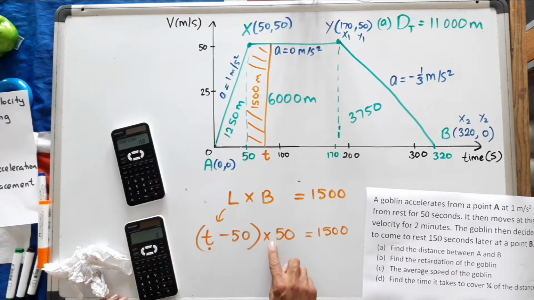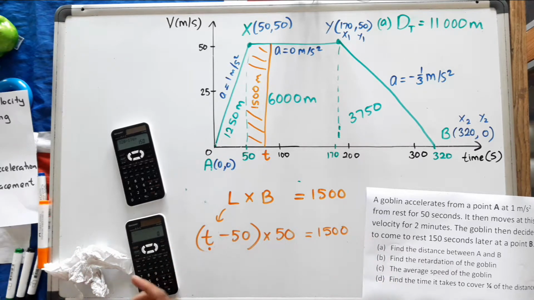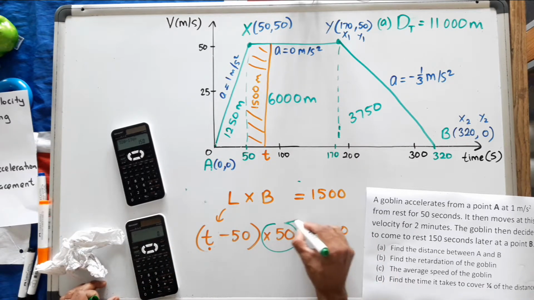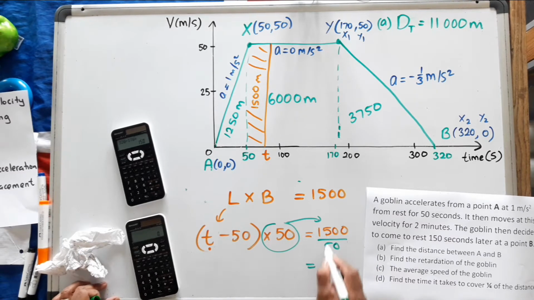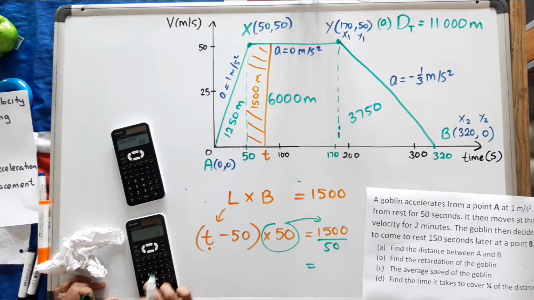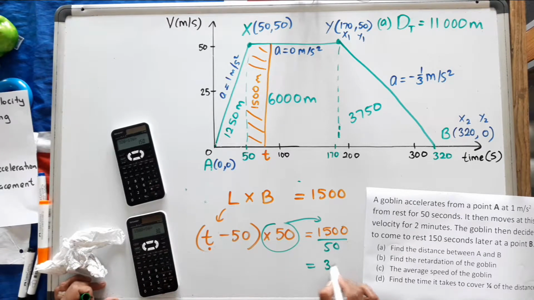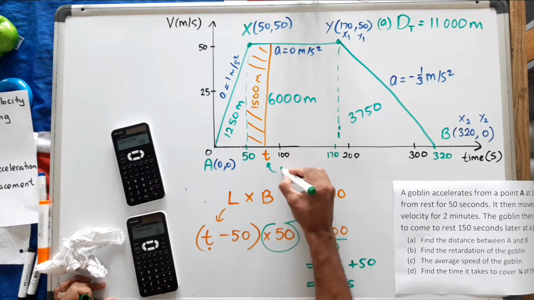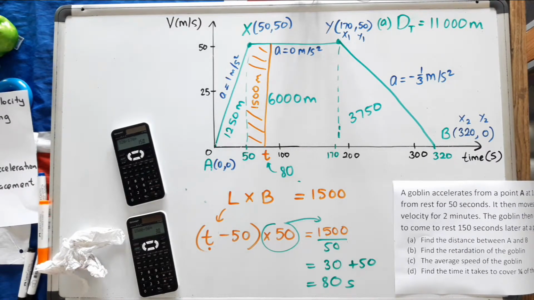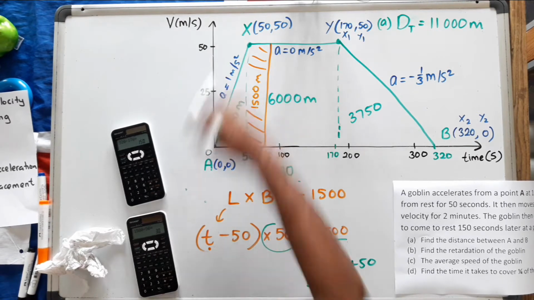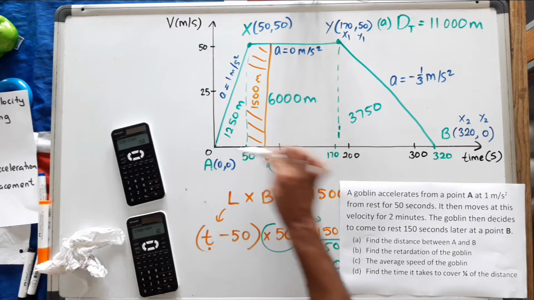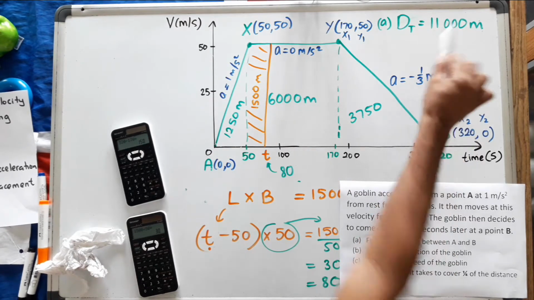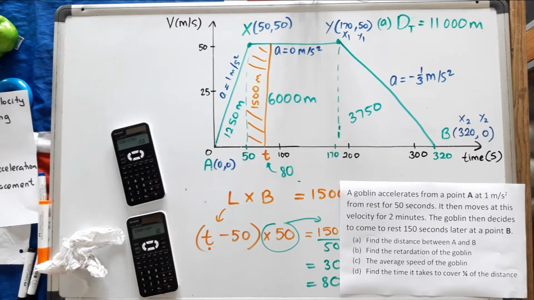We can throw across the multiply by 50 to get a divide, and then we add the 50. That's simple transposing. You guys are AdMath students, it shouldn't be too hard. So when we divide 1500 by 50, we will get 30. And then we have to throw across the minus 50 to get positive 50. We will get 80 seconds. So t is actually 80 seconds. So at 80 seconds, the distance would be a quarter of the full distance, which is 11,000.